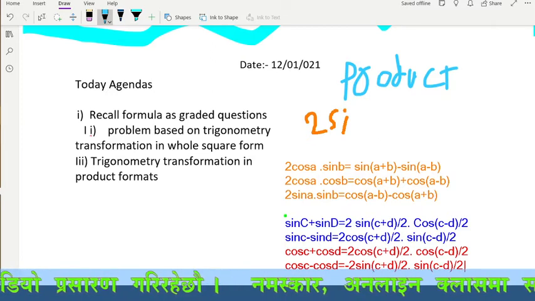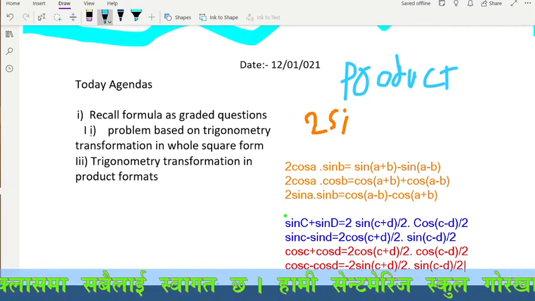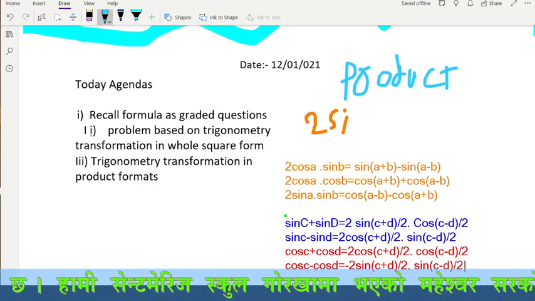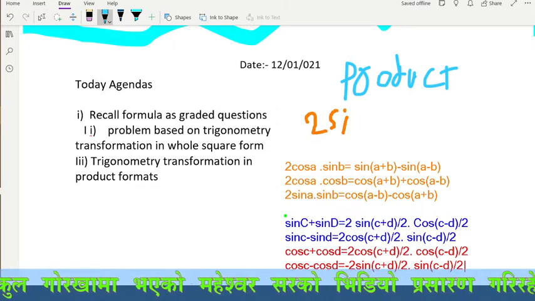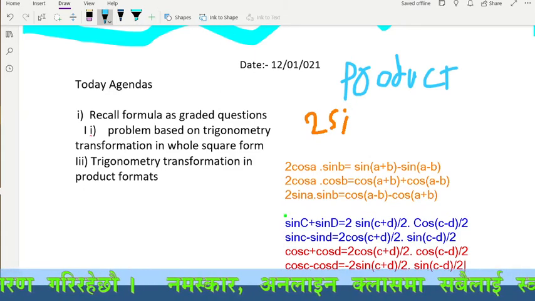Before, we were solving in the single square format, but here it is whole square format. If the question is asking in whole square format, how will we solve this type of problem? So the second agenda is whole square format. So we'll go through whole square format. Our problem is also there in the book, I think.